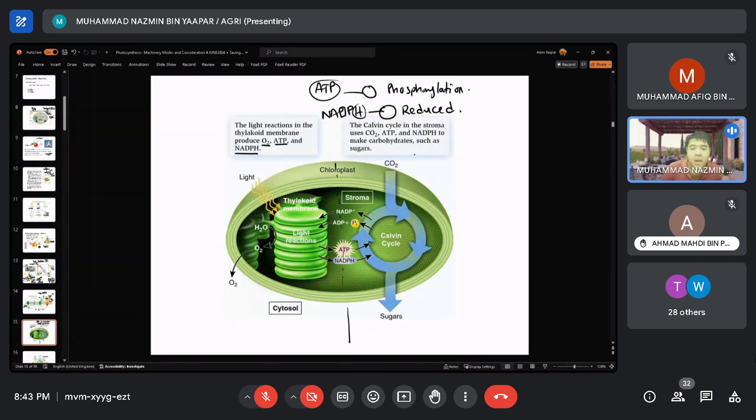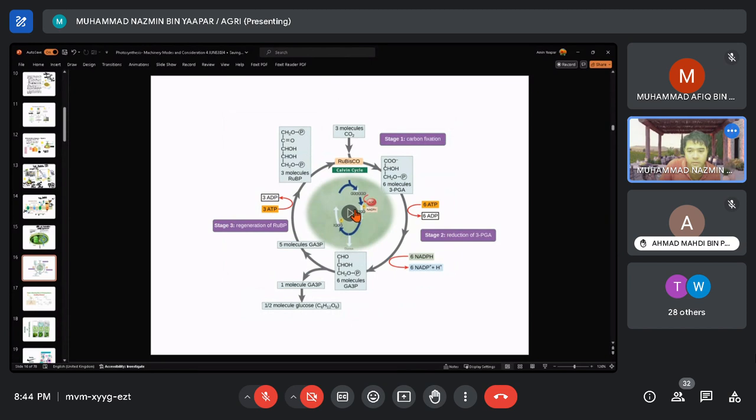Right, okay. Now, let's look at the second part of photosynthesis, which is the Calvin cycle, or the light-independent reaction. You see, Calvin cycle, the name is cycle, means that it needs energy. Where on earth does it get the energy? From the light reaction. You see, you got your ATP, you got your NADPH. These two molecules are the ones that drive the Calvin cycle to do its cycling job. Okay, so let's have a look.